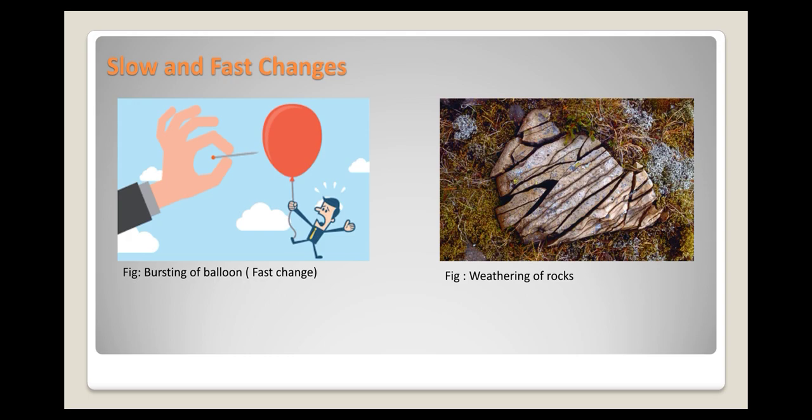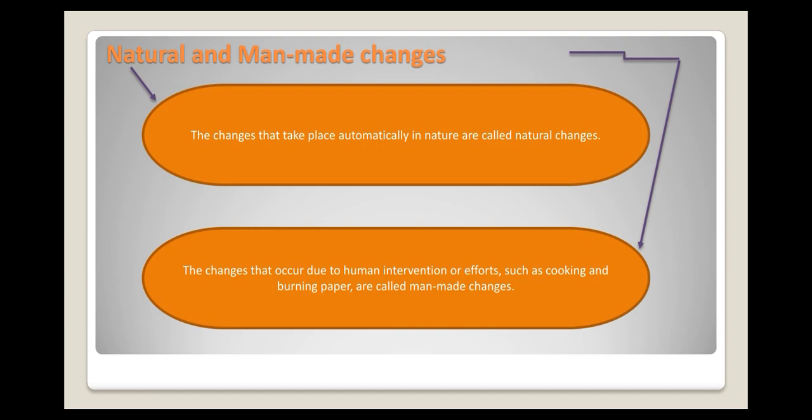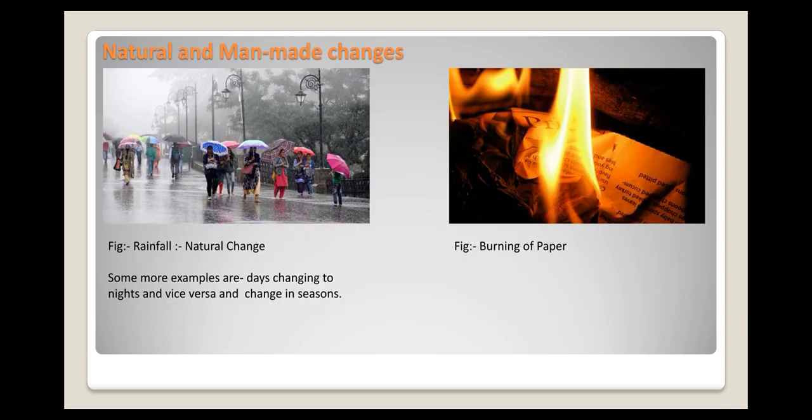Now our next kind of change is natural and man-made changes. First is natural change. The change that takes place automatically in nature is called natural change. And man-made change is the change that occurs due to human efforts, such as cooking and burning paper. Now let's take 2 examples. First is rainfall. We know that rainfall occurs naturally, and burning of paper is a man-made change. So one is an example of natural change and the second one is of man-made change.